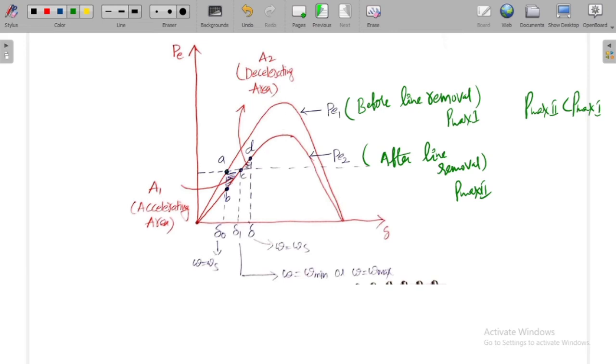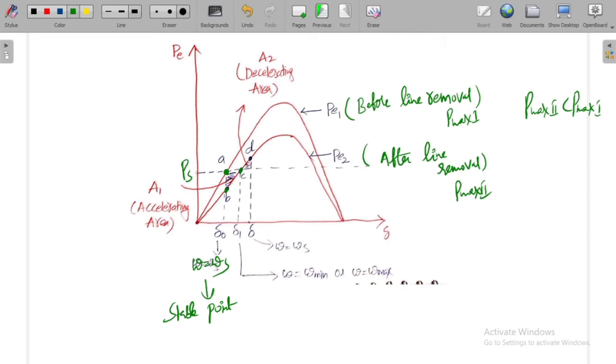Now point A is the stable point, means at this point the shaft power and the electric power are both the same. So the synchronous generator is rotating at synchronous speed and delta is equal to delta 0. So we can call this a stable point. Now what happens is, suddenly the operating point moves from A to B. Why does it move from A to B? Because of the electrical disturbance, because of the line removal, the operating point moves from A to B. Now from B to C, if you observe, the shaft power is this.